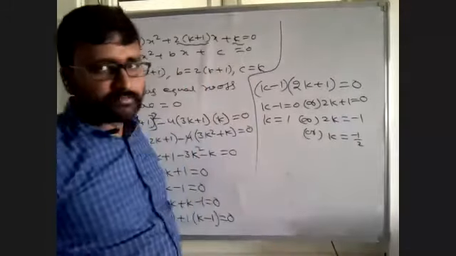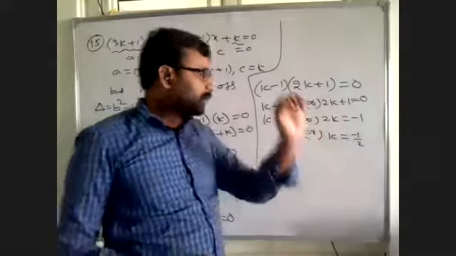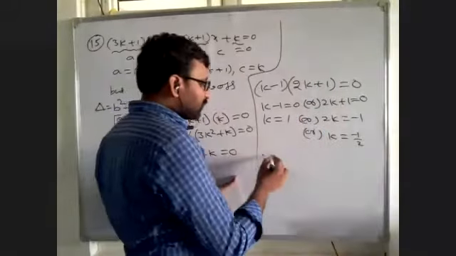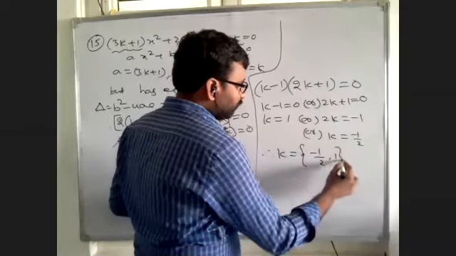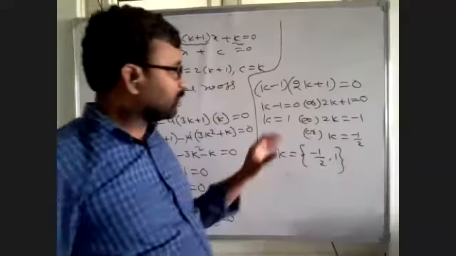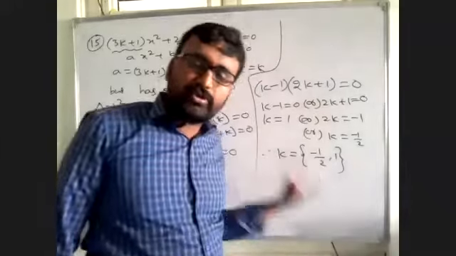So what are the values of k? 1 comma minus 1 by 2. We can write, therefore, see, when we are using flower bracket, whatever the values are, those only we should write.